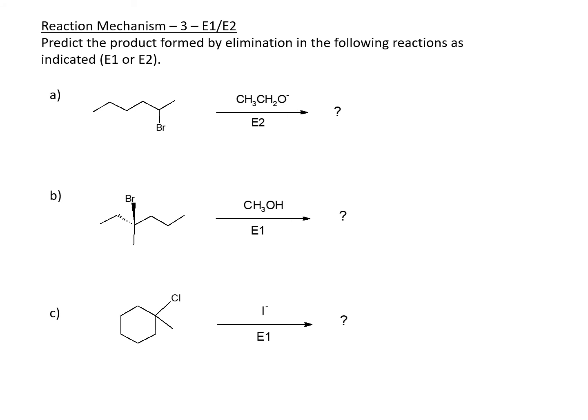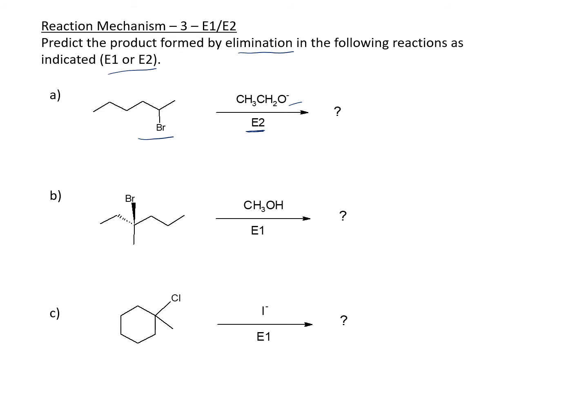Reaction mechanism E1 E2. So the question is: predict the product formed by the elimination in the following reactions, as indicated as E1 or E2. Okay, so really there is not much to think about over here except the fact that you have a substrate given to you, you have a nucleophile given to you, and you're asked to write the product using an E2 mechanism.